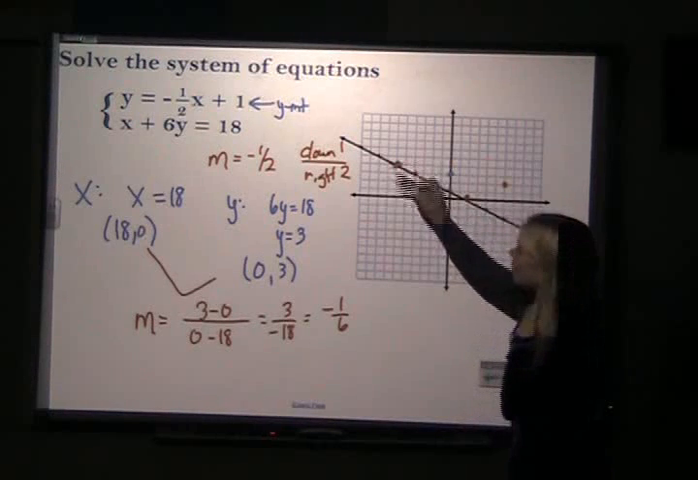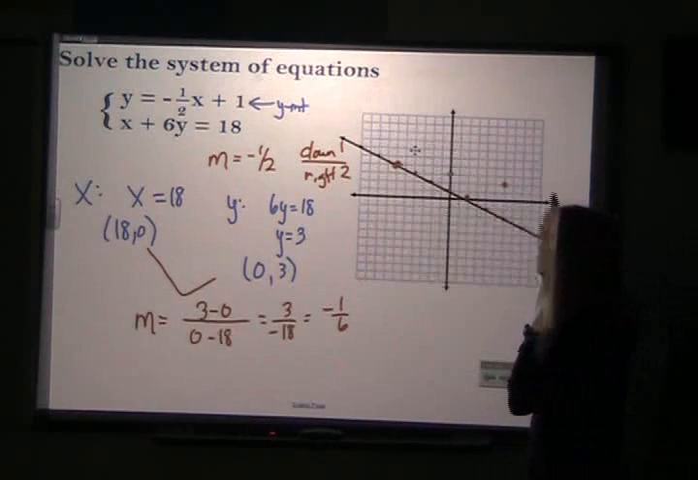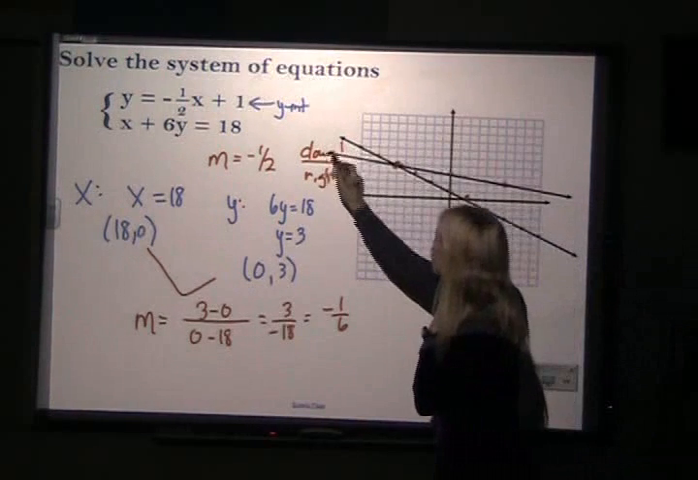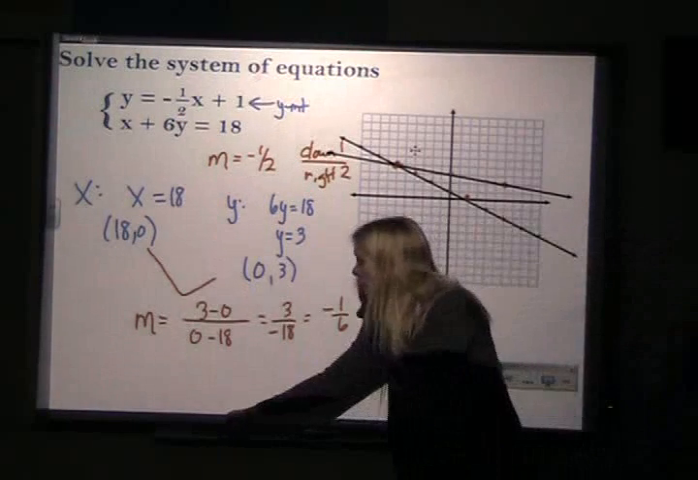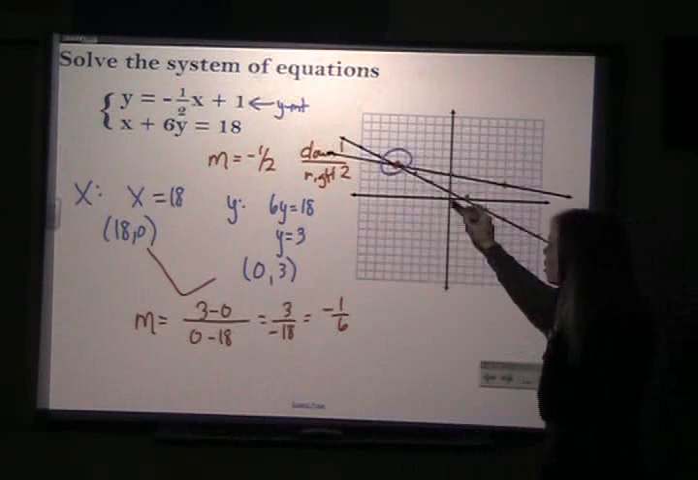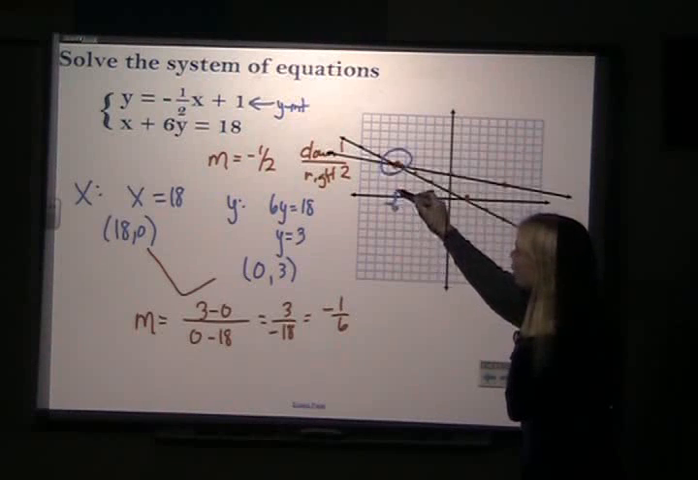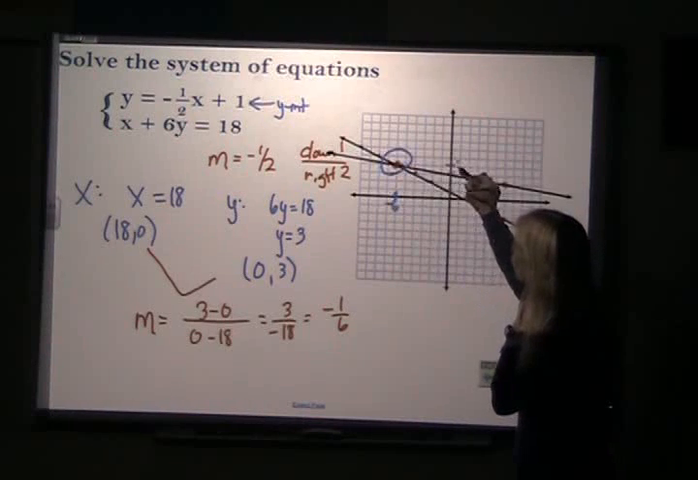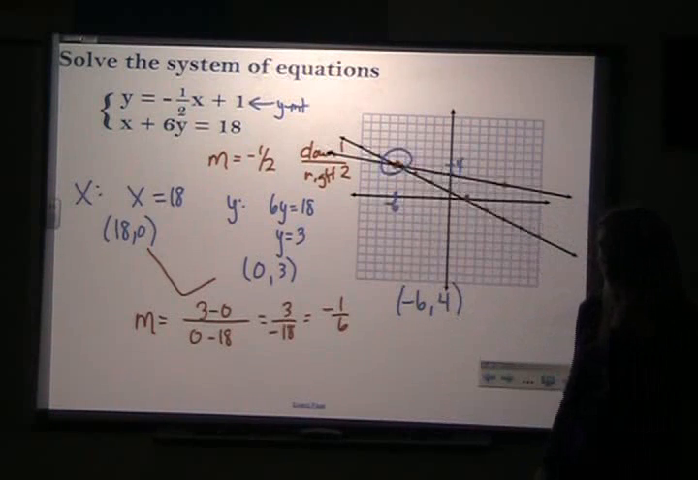This right here, I'm going to make it darker, is where both lines intersect. I still want you to complete your line because the graph is part of your answers. Then I'm going to write down what this point is. So I have to count 1, 2, 3, 4, 5, 6, and 1, 2, 3, 4. So that's the point negative 6, 4.